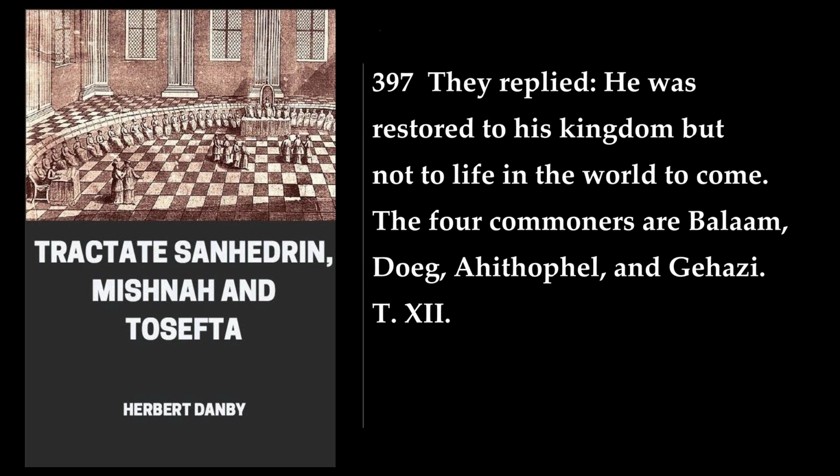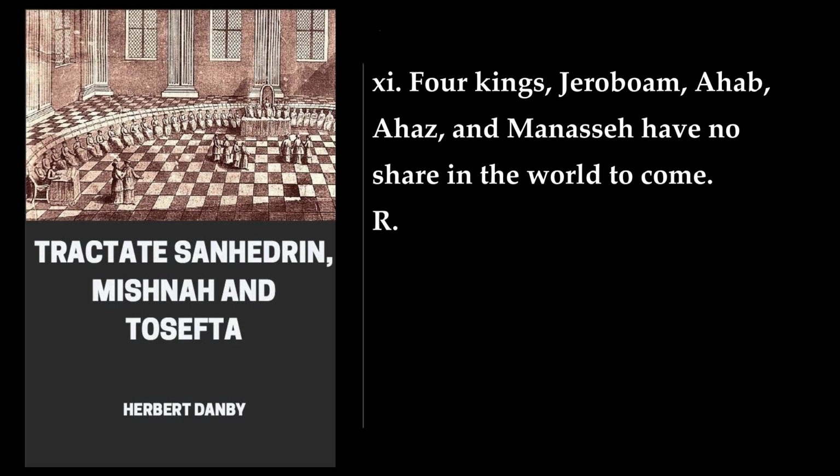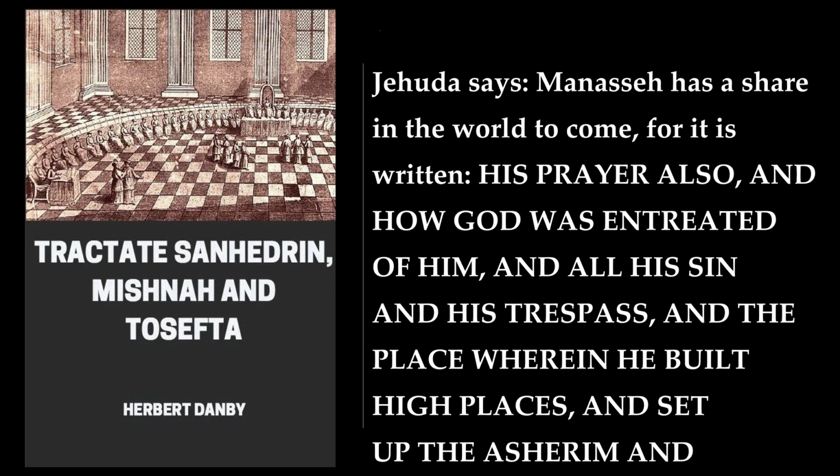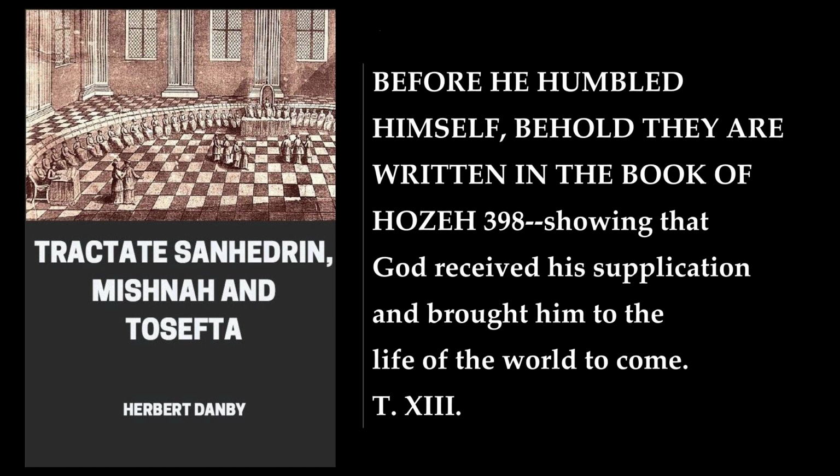T. 12. 11. 4 kings, Jeroboam, Ahab, Ahaz, and Manasseh have no share in the world to come. R. Jehudah says, Manasseh has a share in the world to come, for it is written, his prayer also, and how God was entreated of him, and all his sin and his trespass, and the place wherein he built high places, and set up the Asherim and the graven images, before he humbled himself, behold they are written in the book of Hosai, 398 showing that God received his supplication and brought him to the life of the world to come.